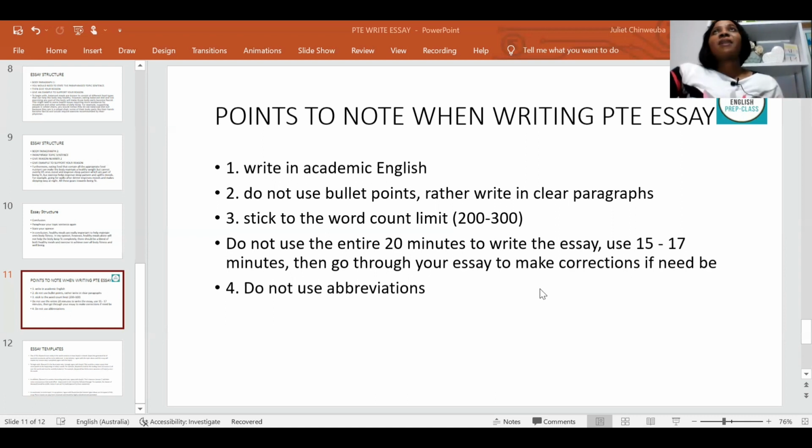Then check your vocabulary, check your essay. Is your essay making sense? Are you moving from one point to the other, or is your essay just going all over the place? Those are the things you need to check for, okay?